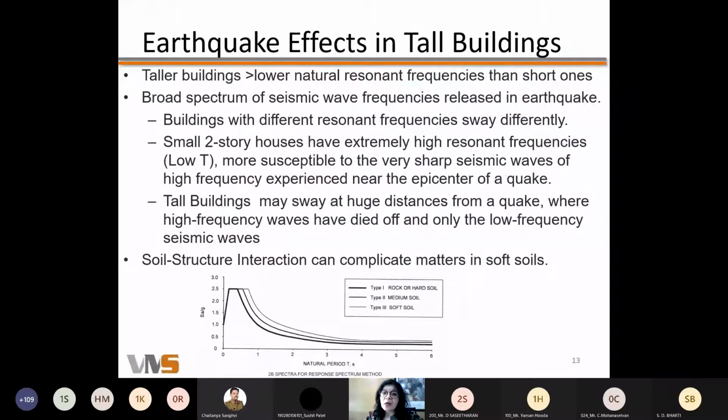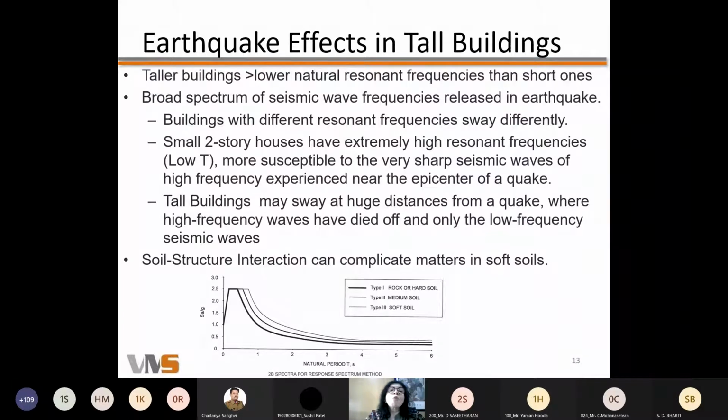And when you have an earthquake, you have possibly a very broad spectrum of seismic waves released, having different frequencies, right? We also know that the behavior of a structure is going to depend on the natural frequency of the building and the frequency of the waves, and the resonance. So that's the resonant frequencies.